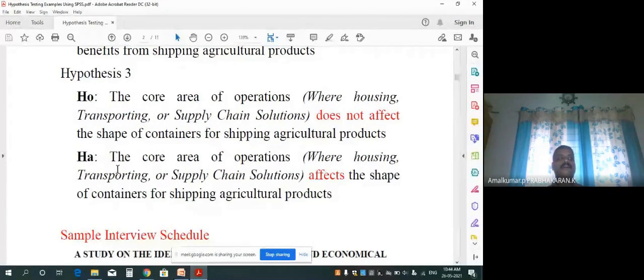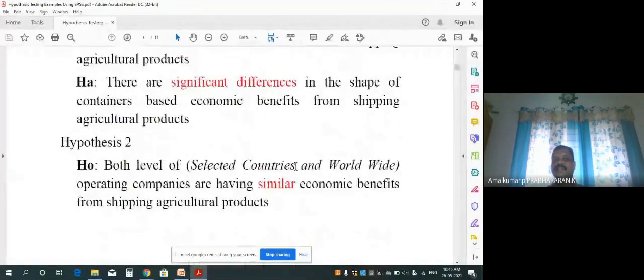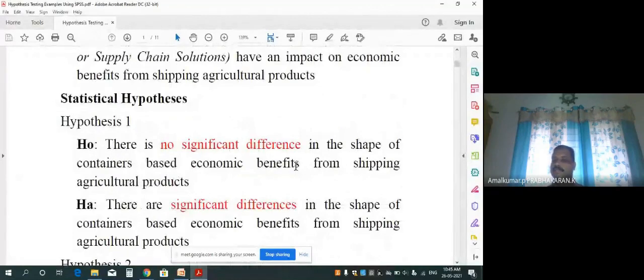The alternative is that the core area of operations affects the shape of containers for shipping agricultural products. They believe that the core area of operations affects the shape of containers for shipping the agricultural products. These are the three different statistical hypotheses developed by the researcher.